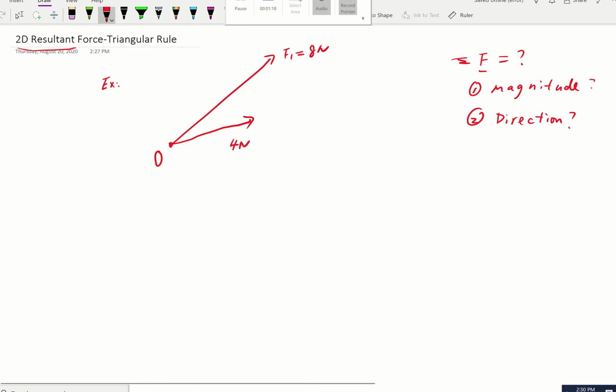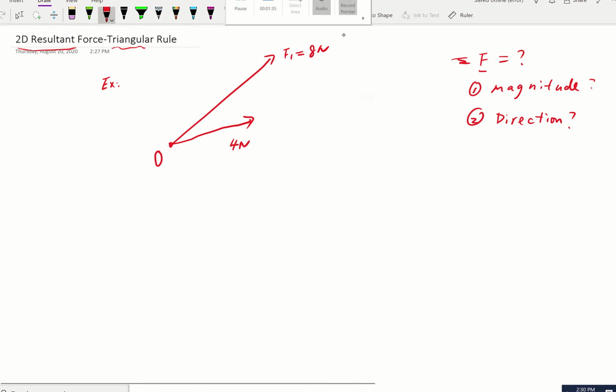But they are actually similar, aren't they? Because triangular is basically half of the parallelogram. So in this situation, I'm just going to talk about the triangular rule. Then how do we find it? Let's quickly review and apply it to this problem.